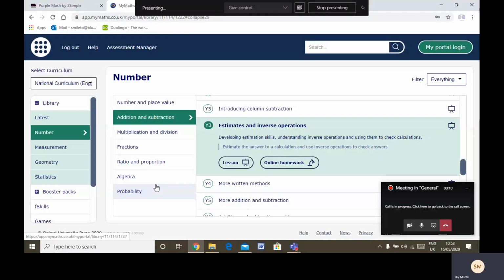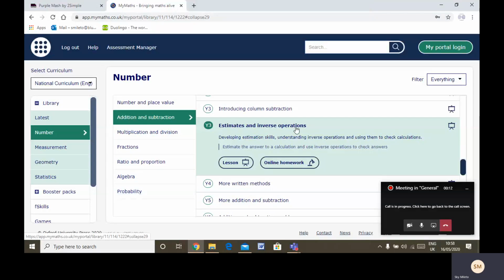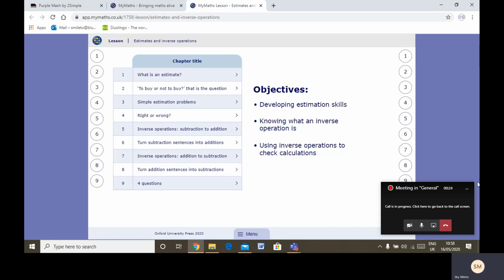Okay, today's lesson is slightly different. We're looking at estimates and inverse operations. Now these are actually something that's really useful to help you with your maths work. Okay, so let's have a look at what an estimate is and what inverse operations are.